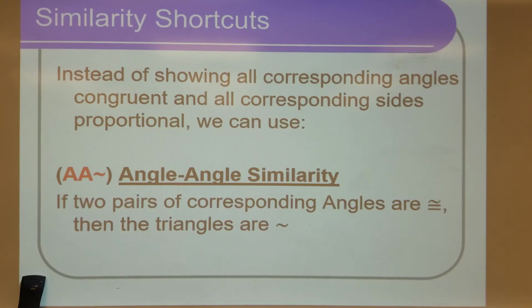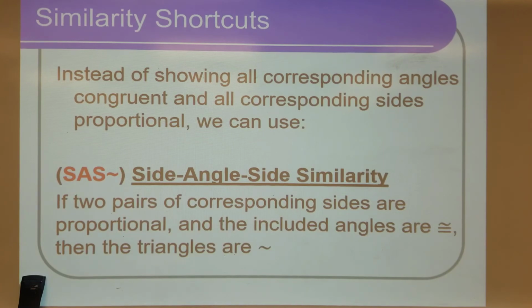Angle-angle similarity just basically says if two pairs of corresponding angles are congruent, then the triangles will be similar. They have to be similar. Meaning, if we have two pairs of congruent angles, then we know that the sides will also be proportional. All right? And that is our first clue for shortcutting triangle similarity.